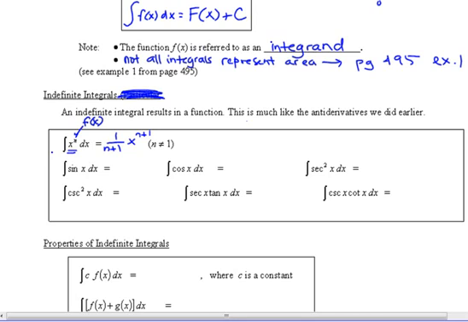Because then it's 1 over x, which the antiderivative is natural log of x. Right, x to the negative 1. If n equals negative 1, then it would be 1 over x.